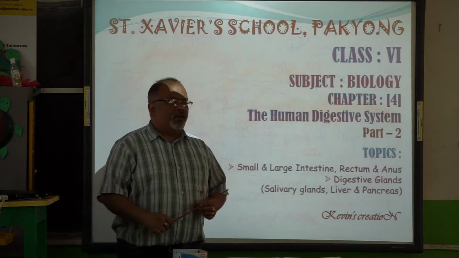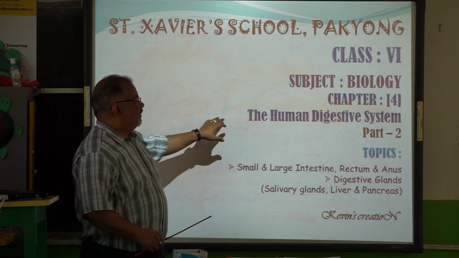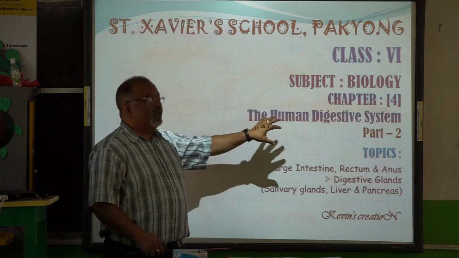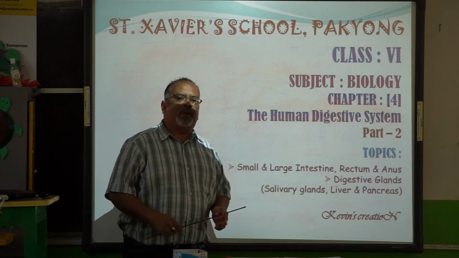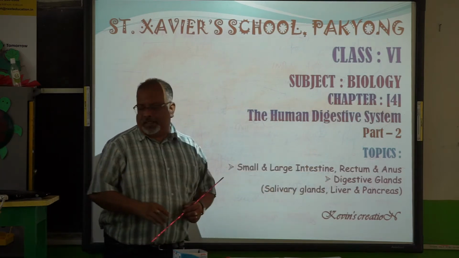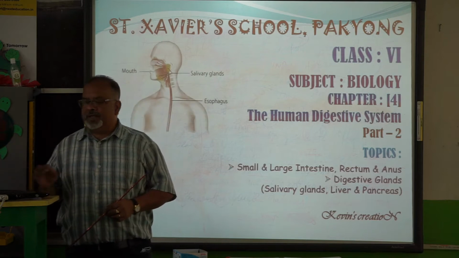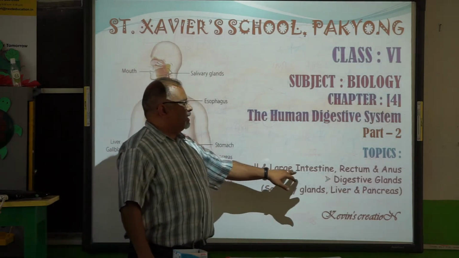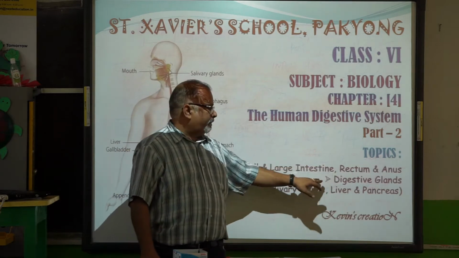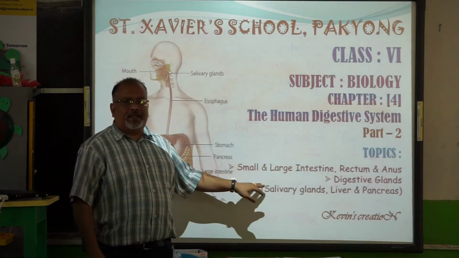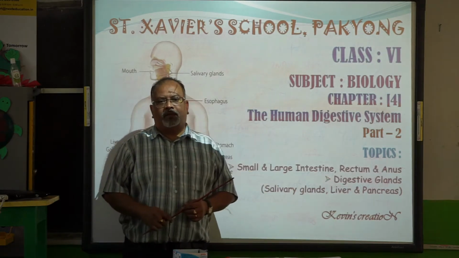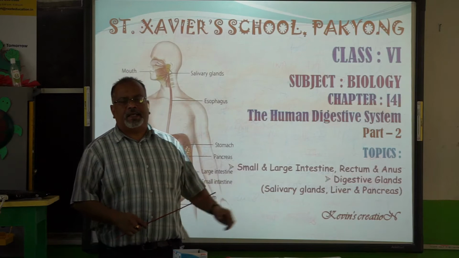Today we are taking the same chapter which we left in between, the human digestive system, and this is the second part. First part we have already done, and here in this video today we are going to learn about small and large intestine, rectum and anus, some digestive glands, that is salivary glands, liver and pancreas. We will be studying about all this in detail.